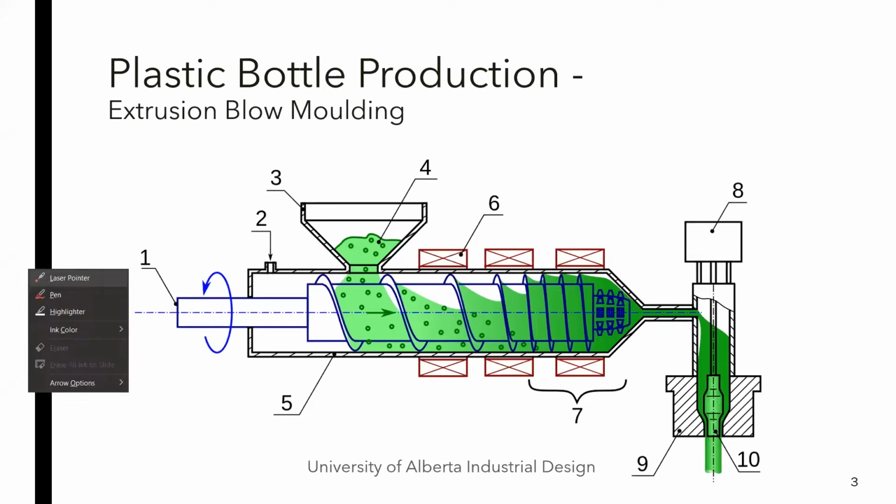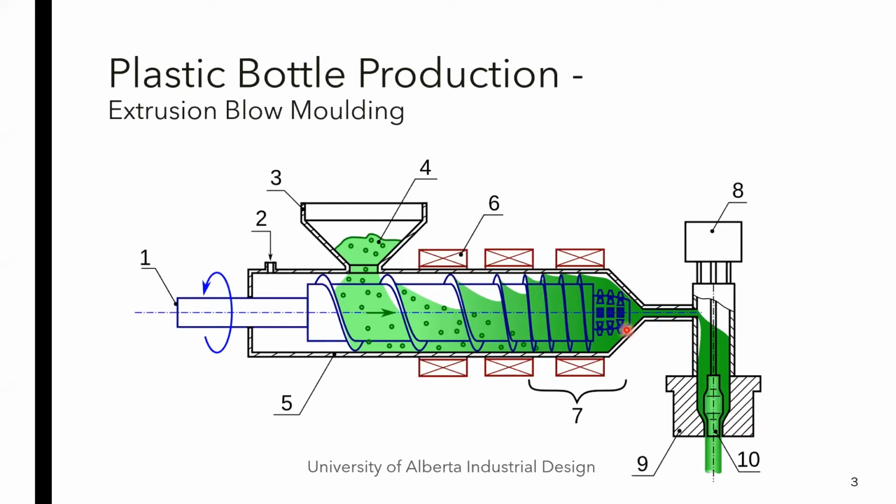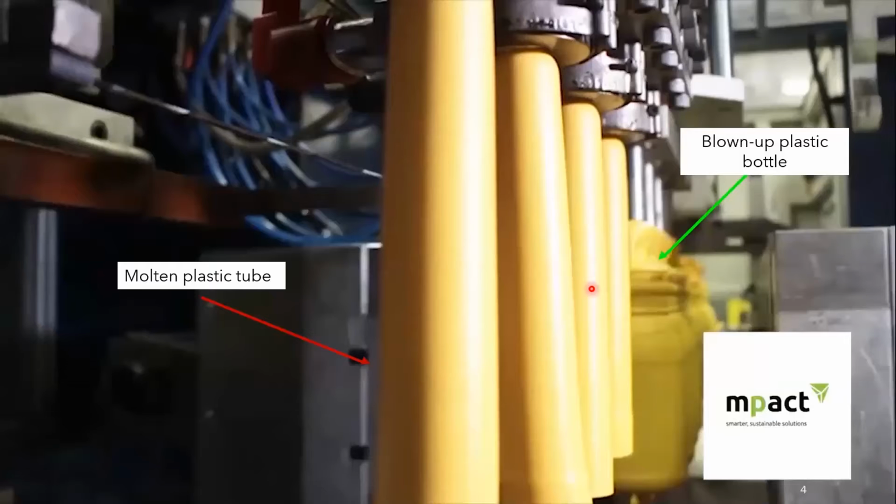Just as a quick recap, I'm not going to explain this whole thing. You're following the green fluid, that's the melted plastic. If you look at 9 and 10, that's where the plastic comes out in a kind of hollow tube. Part 1, the plunger, pushes all the plastic melt forward and squeezes it through 9 and 10, and then you end up with a plastic tube that looks like this.